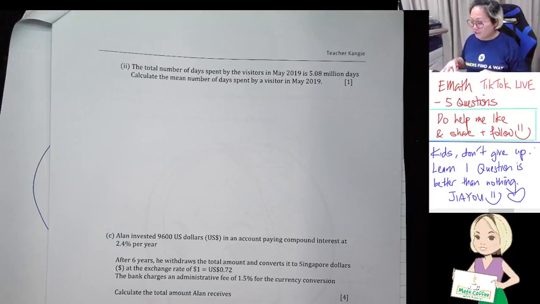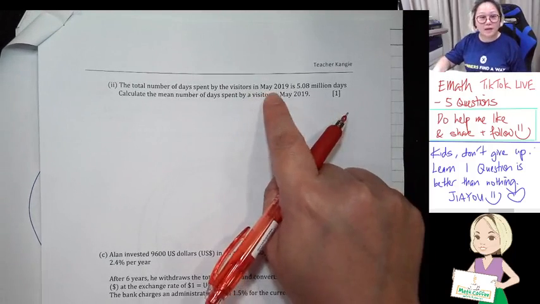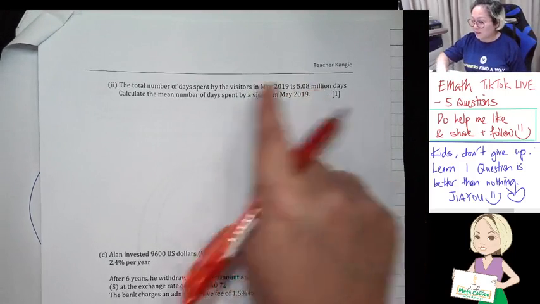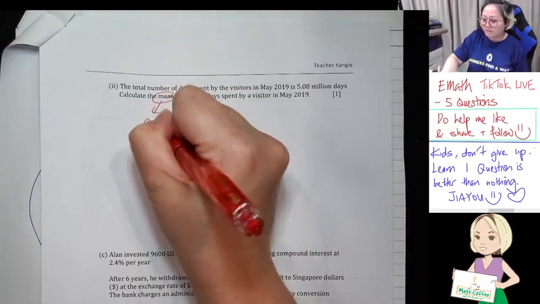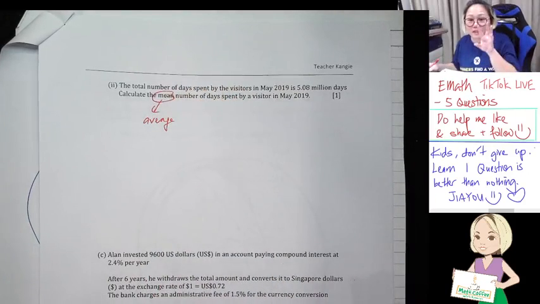The total number of days spent by the visitor in May 2019 is this amount. Calculate the mean days spent by the visitor. So mean, first of all, you must know that mean means average. So you need to take something divided by something.